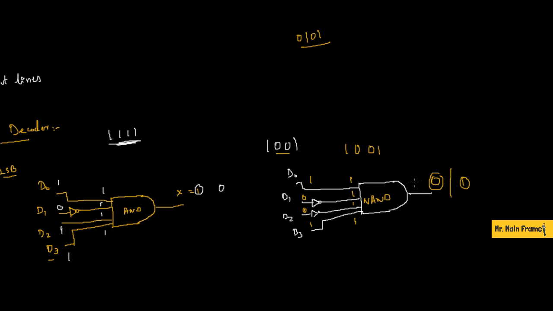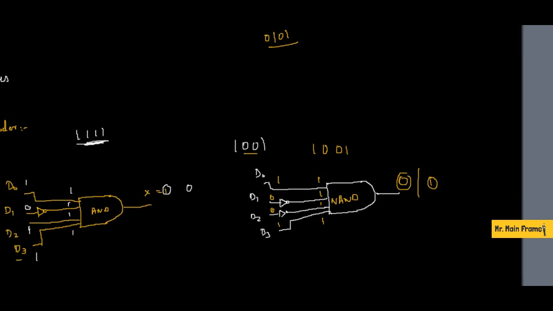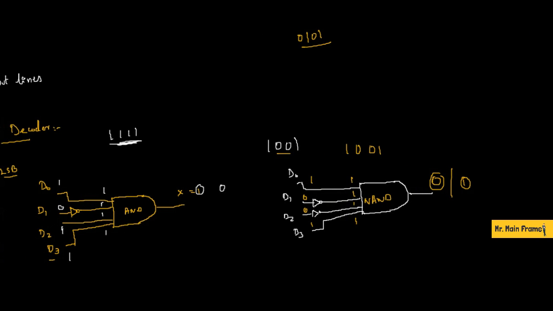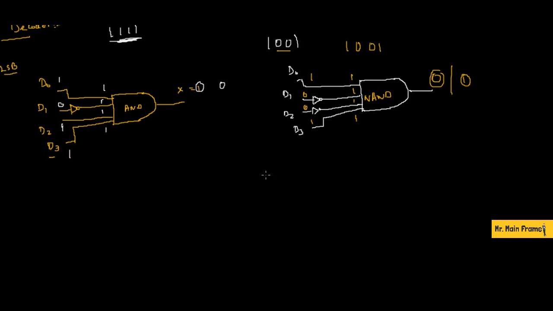So decoders are of many types, and in the next video we are going to see about 3 cross 8 decoders, right? So these 3 cross 8 decoders, which we are going to see in the next video, will be having 3 inputs and 8 outputs, right?